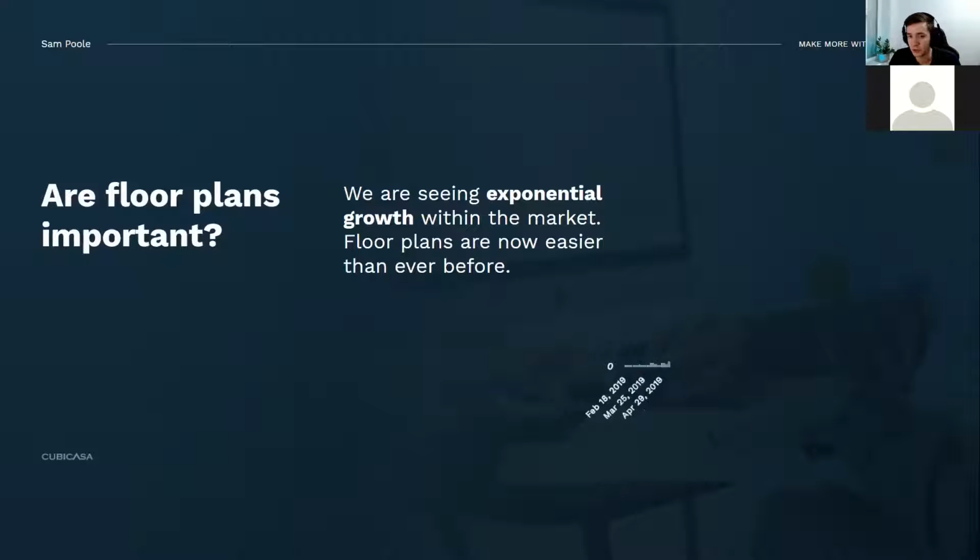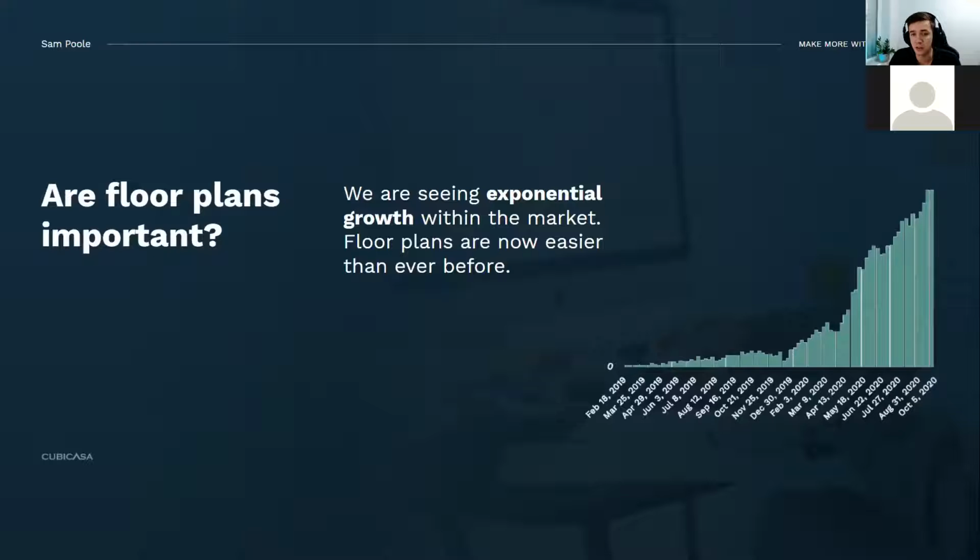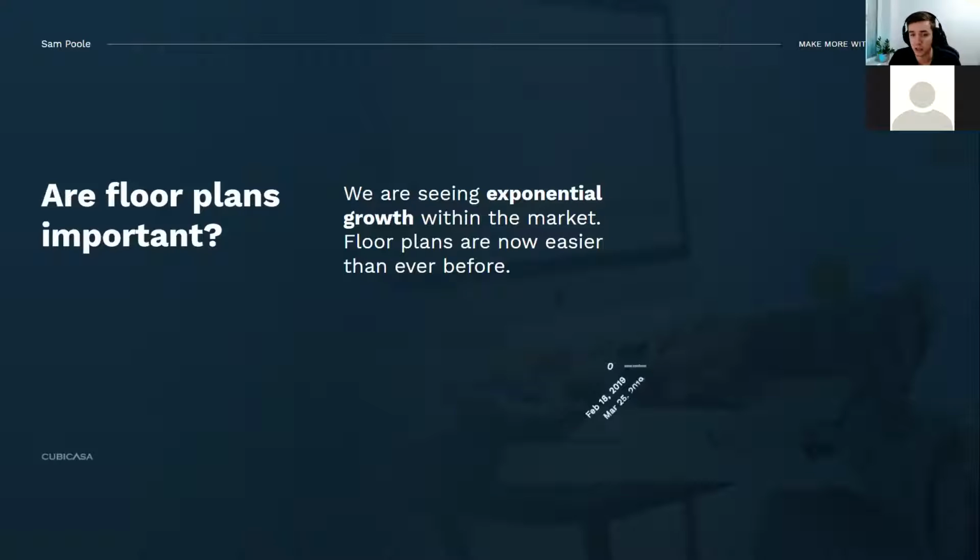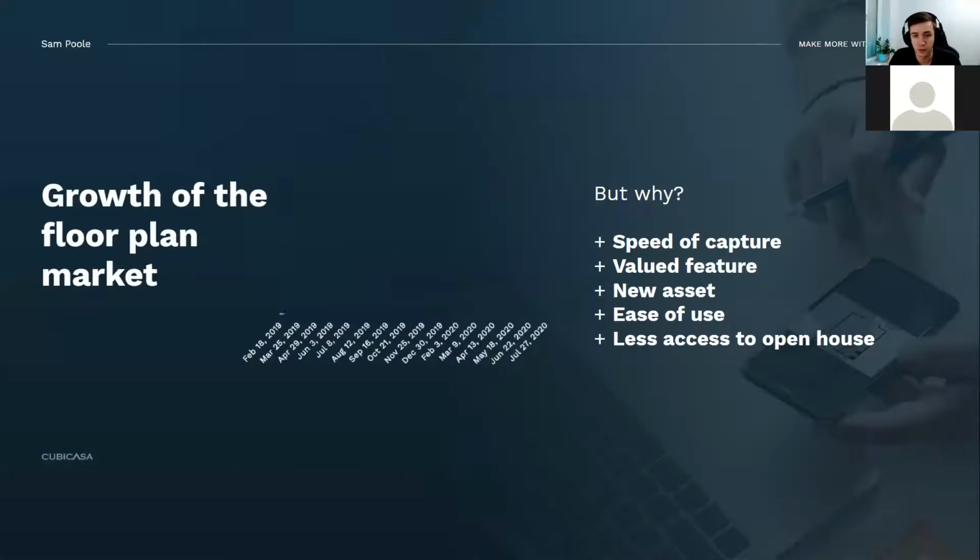So we're seeing exponential growth within the market, both because of COVID and because people are starting to understand that a floor plan or a flow plan can really help market the home, grow the space. But another reason for the growth of the market is that photographers can now use this tool and have the best and fastest speed of capture. Considering traditional methods are 45 minutes, potentially more, we reduce that by 5 to 10 minutes, which means you can get more done in such a small amount of time. Like I say, it's a valued feature.